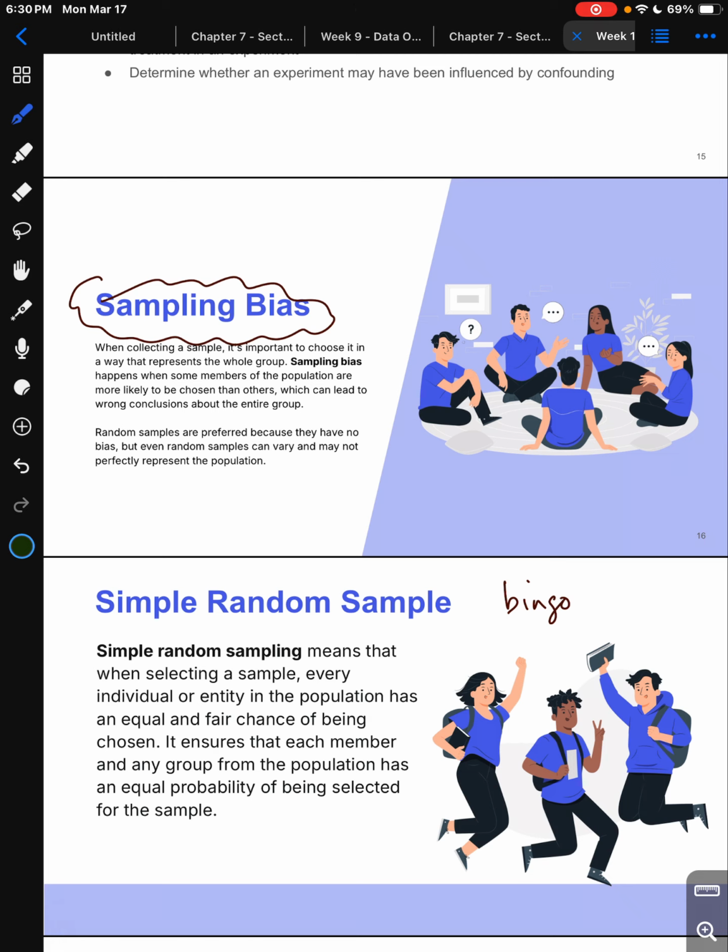Simple random sampling is like bingo. You know, when you have the balls that are in either the tumbler that blows them up through the tube or the cage where you spin, each ball has an equally likely chance of being selected. So that would be a simple random sample.